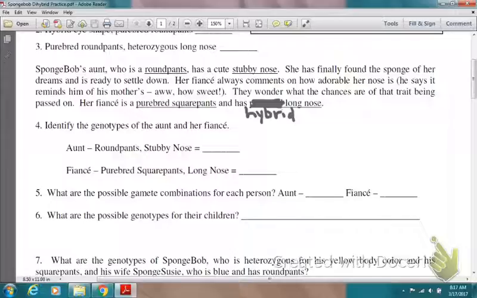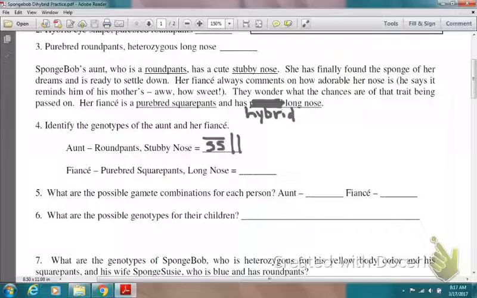Okay, so what I want you to do is let's first figure out the genotypes of the aunt and the fiance. All right, so what is his aunt? She's round pants, stubby nose. Little s, little s, little l, little l. Okay, very good. Now go ahead and write in the genotype for her fiance, and label those for me, which one is aunt and which one you're putting as the fiance.